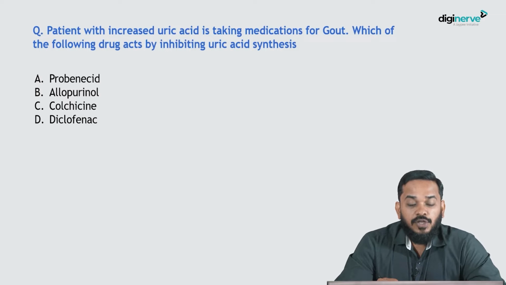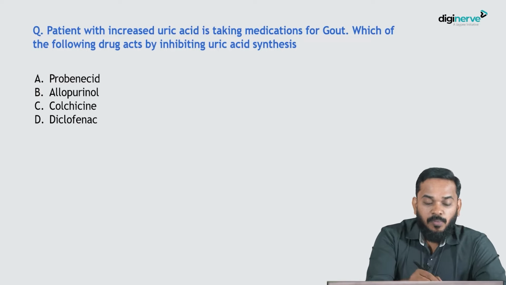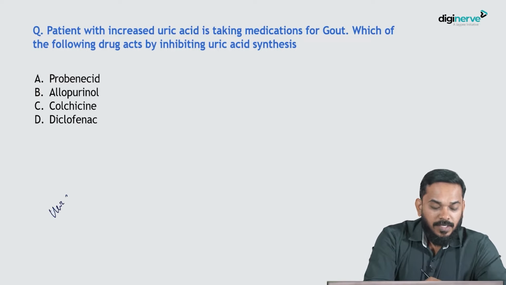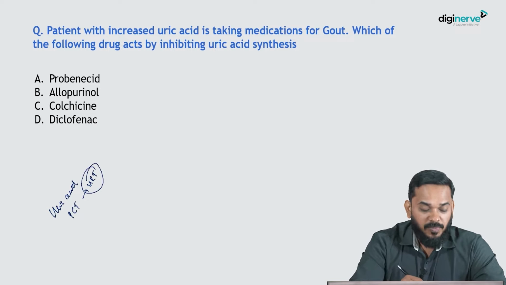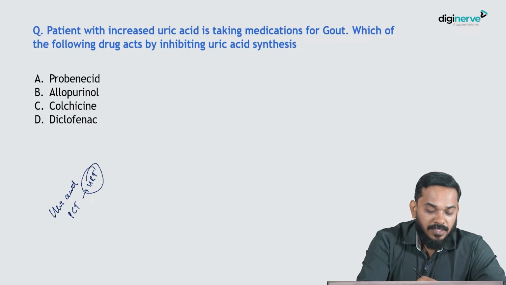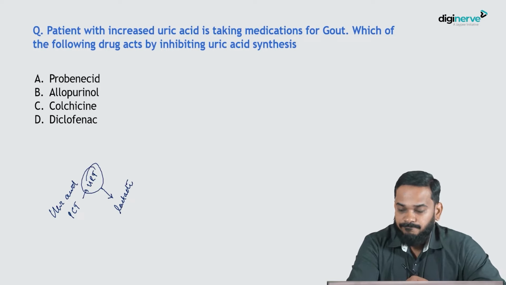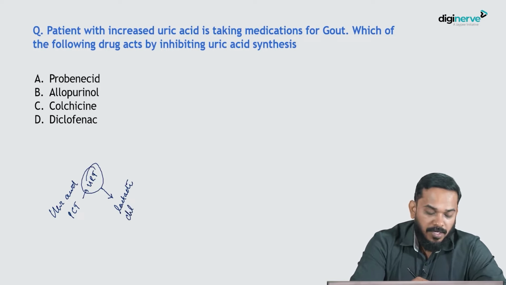A patient with increased uric acid is taking medications for gout. Which of the following drugs acts by inhibiting uric acid synthesis? Option A is probenecid. Uric acid reabsorption occurs in the proximal convoluted tubule with the help of the uric acid transporter present there. This uric acid is reabsorbed in exchange for lactate, chloride, or nicotinate.